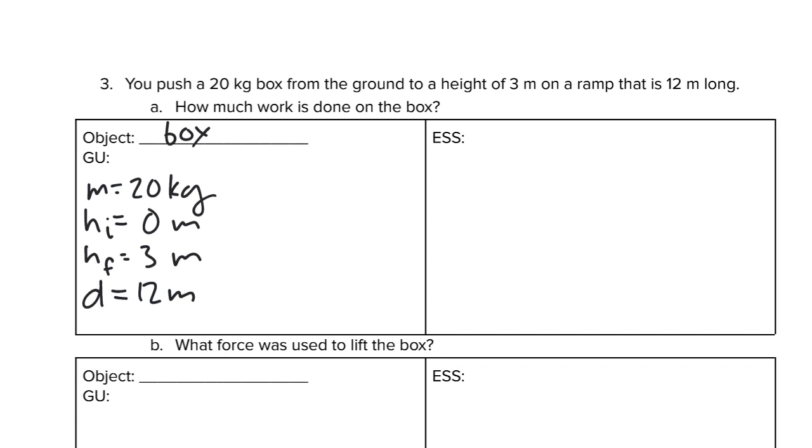So some of you might need a picture at this point. This is what's happening. We've got a ramp here. The ramp has a height of 3 meters. So it gets you from the ground up to 3 meters.